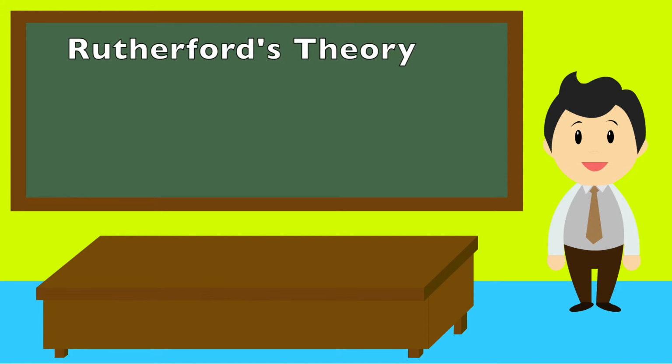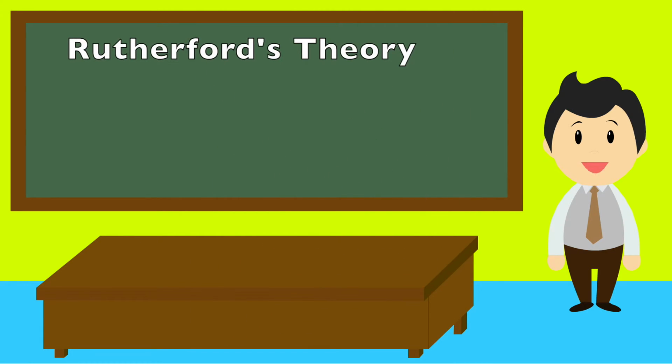Rutherford, after the gold foil experiment, falsifies Thomson's model. He describes an atom as a tiny, dense, positive charged core, which has a nucleus, and it is surrounded by electrons. He eventually discovered the proton.